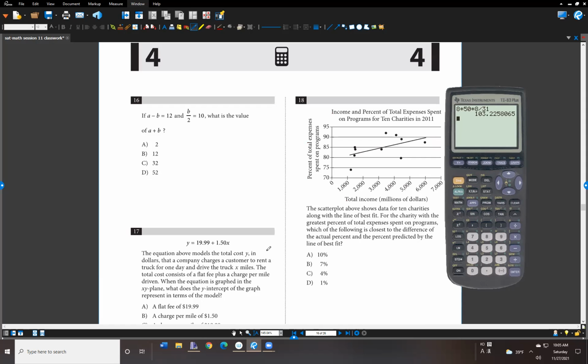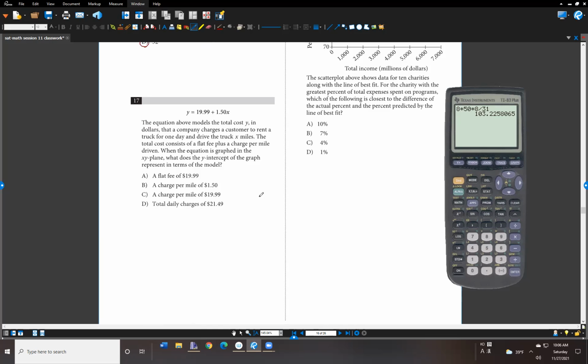All right, number 16: a minus b is 12, b over 2 is 10. This is already what b equals, 20, right? So over here, b equals 20, a equals how much? 32. Okay, you can find the answers. So a plus b, the sum of the numbers, will be 52. That is the answer, okay? Number 16 is okay.